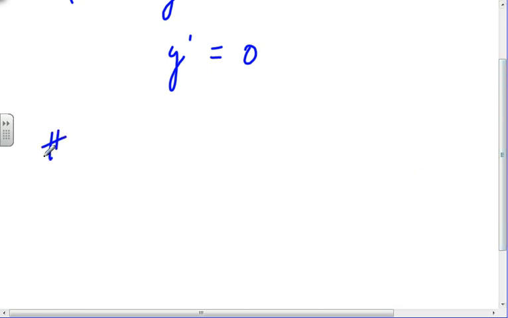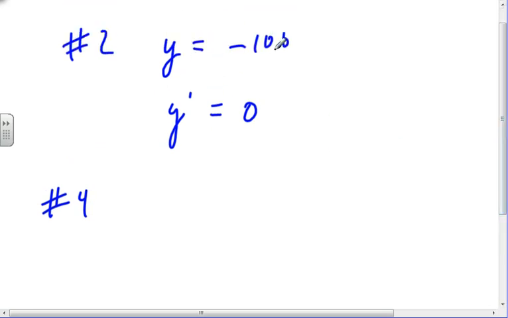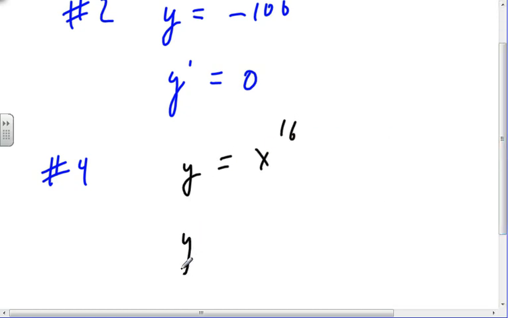Number 4. Wait, you still up? Yeah. So y is a constant. The derivative of the constant is in fact 0. Y is equal to x to the 16th. Y prime, I put the 16 out in front. X, I subtract 1 from it, to the 15th.